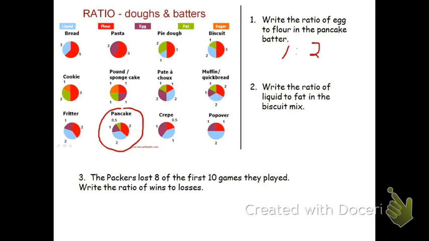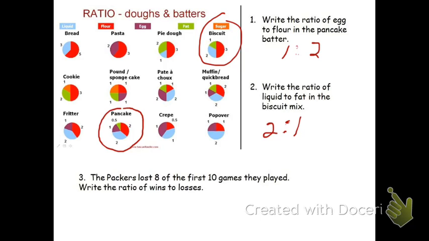Write the ratio of liquid to fat in the biscuit mix. Looking at our biscuit mix right here, the liquid is in the light blue, so that's 2. The fat is in green, so that's 1, so that ratio is 2:1. And I've been writing them using colons. We could write it in a fractional form also.